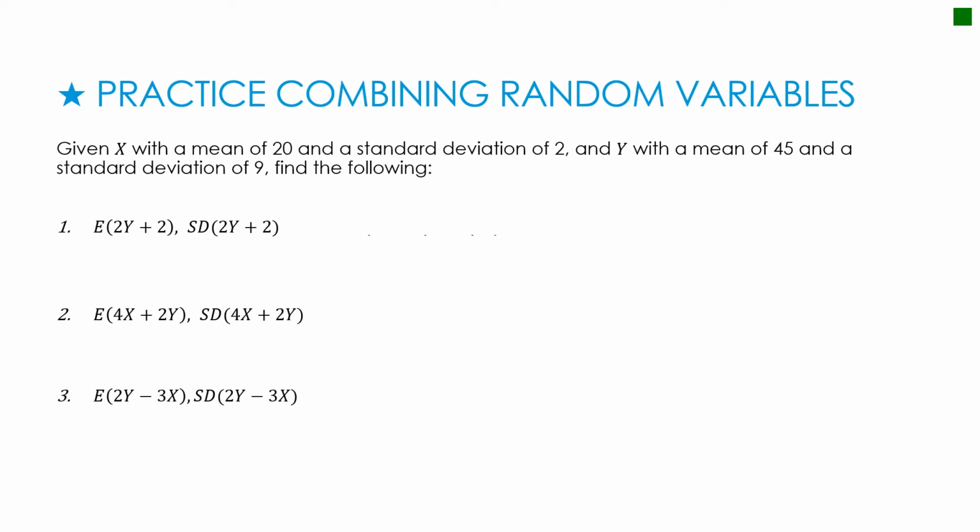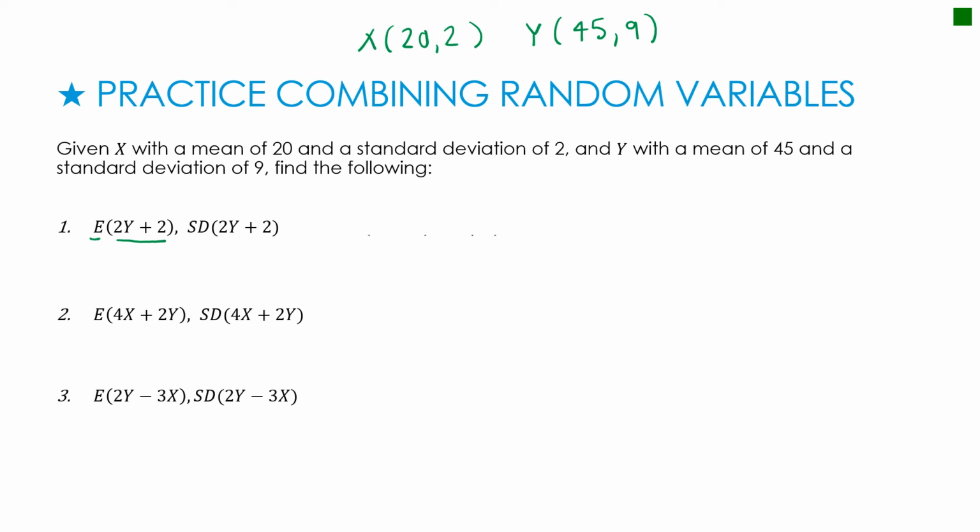So here's another practice for us to do, and I wanted to throw this one in here because it's very similar to the one I assigned you from your MyStatLab homework. And again, this one is not a story problem. This is just straight up, do you understand the rules with random variables? So notice I've got x that has a mean of 20 and a standard deviation of 2, and I have y that has a mean of 45 and a standard deviation of 9. So those are the numbers I'm going to use. Now notice number 1 says find the expected value of 2y plus 2.